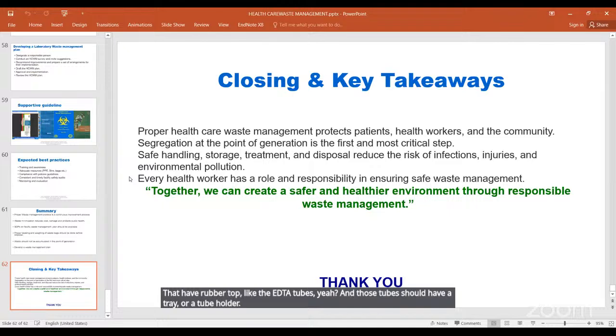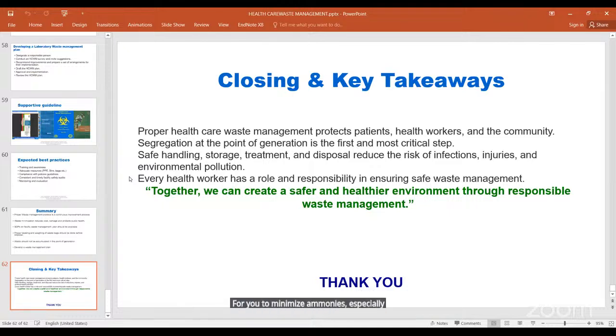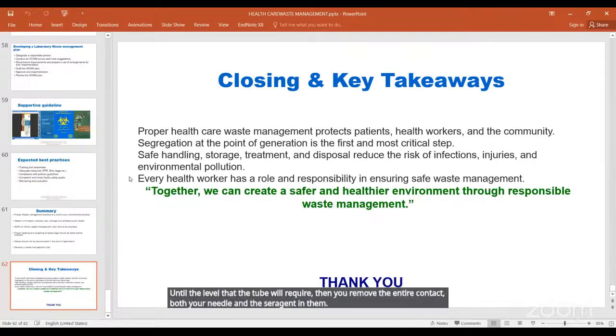To minimize hemolysis, especially when you want to handle samples for a full hemogram, you are expected to put the tube in the holder. Because that tube has a vacuum, you allow it to slowly pick up your sample until the level that the tube requires. Then you remove the entire content, both your needle and the syringe, and then you discard.